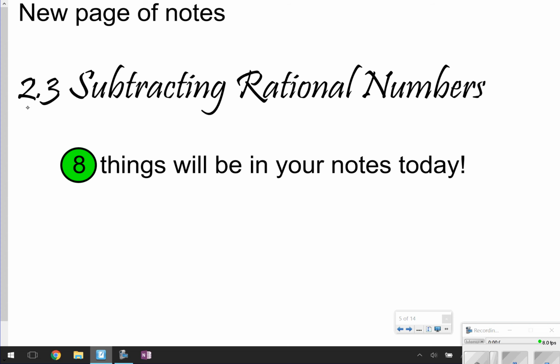Today's notes we're going to be talking about lesson 2.3, subtracting rational numbers. So that's like fractions and decimals, positives and negatives. Today in your notes you're going to be looking at 8 different things, so just make sure that you're ready to get started once those pop up. Let's go ahead and look to see what we have next.